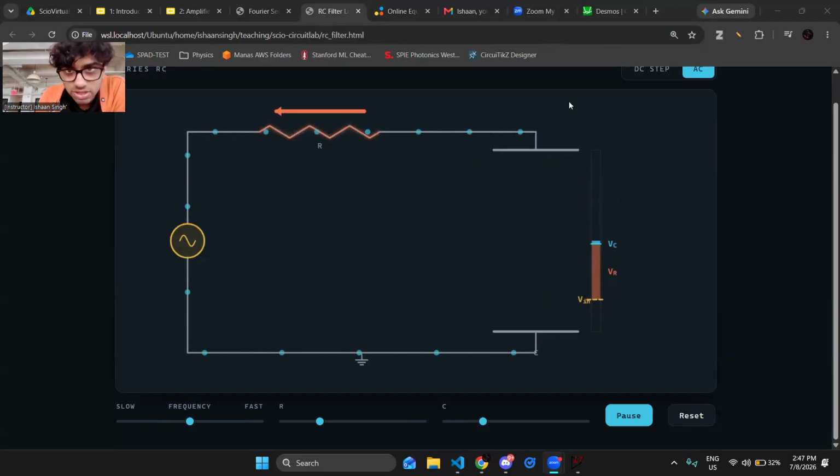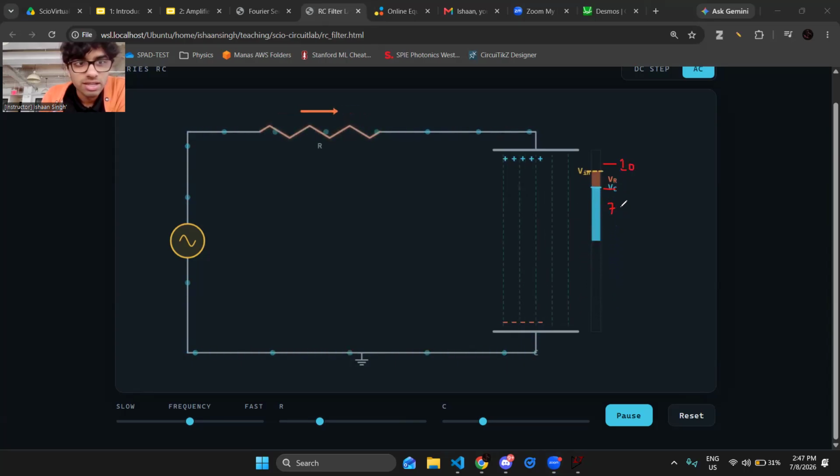Whereas the capacitor voltage is not quite reaching as high. So the battery voltage maybe gets up that high, but the capacitor voltage only gets up here, okay? So we would say this circuit has a gain of about, maybe the height of that is 7 and the height of this is 10. The circuit has a gain of about 0.7. 70% of the input signal gets through to the output right here, okay?